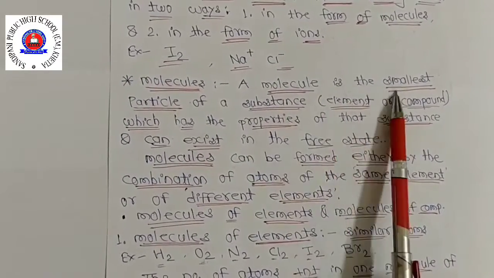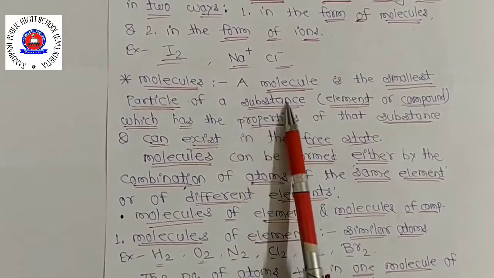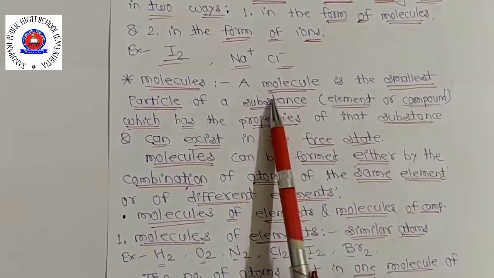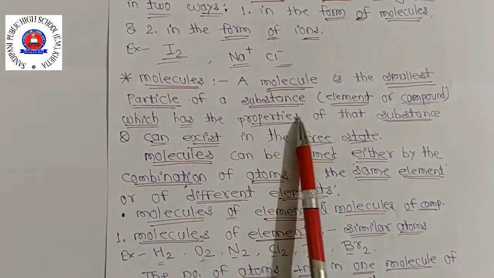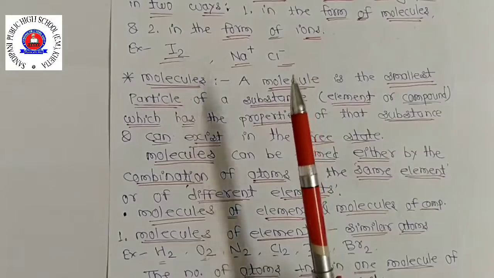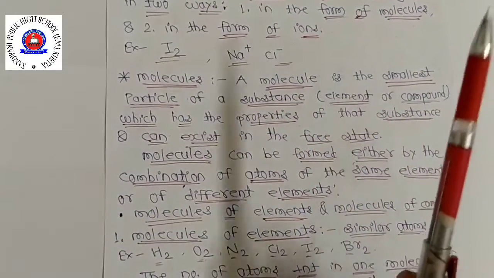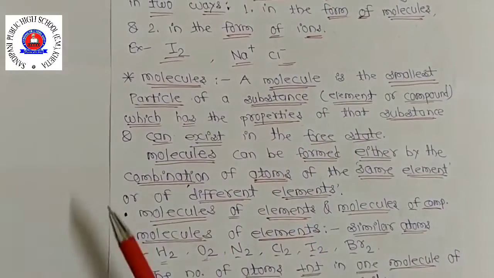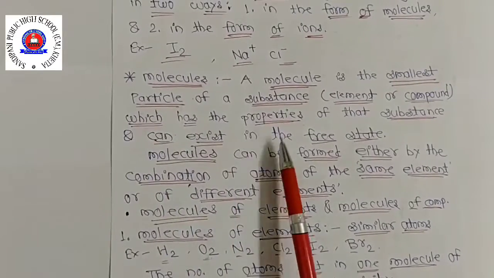सो मॉलिक्यूल कैसा है, स्मॉलेस्ट पार्टिकल है. अब सब्सटेंस एलिमेंट भी हो सकता है और कंपाउंड भी हो सकता है. Which is the properties of that substance. अब एलिमेंट होगा तो जो उस एलिमेंट की प्रॉपर्टी होंगी वो सब्सटेंस शो करेगा, जो कंपाउंड की प्रॉपर्टी होंगी तो वो सब्सटेंस शो करेगा. ओके, can exist in free state.